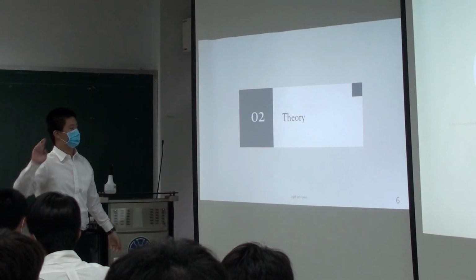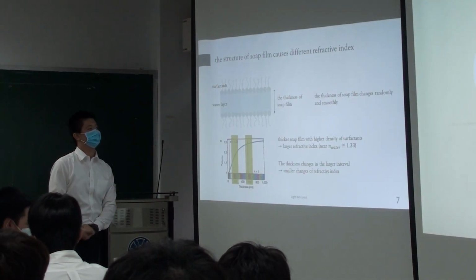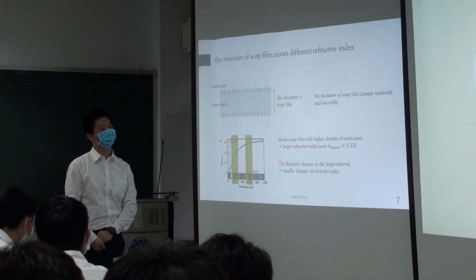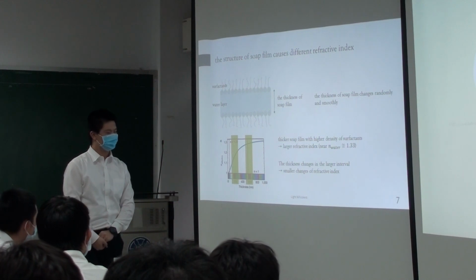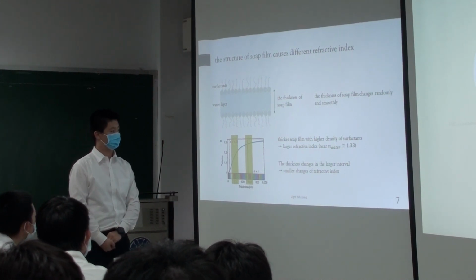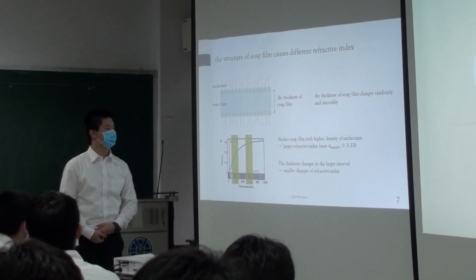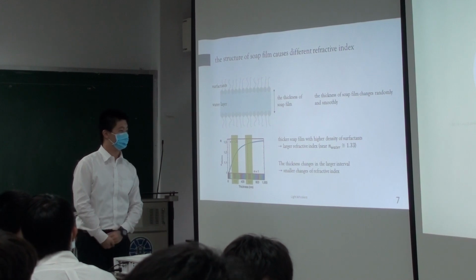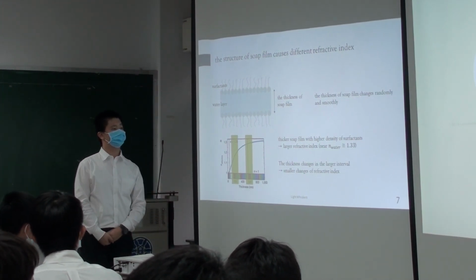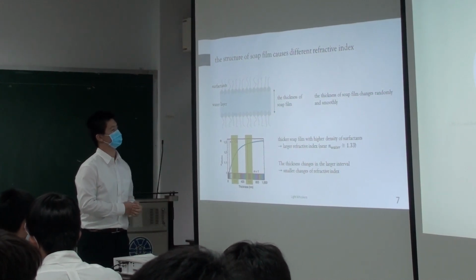Now, for the theory part. First of all, we have to discuss the structure of the soap film that causes different refractive indices. As you may know, the refractive index is a comparison of the sine theta in which the light refracts through different matters. With a thicker soap film, you have a higher density of surfactants, and then you have a larger refractive index, while water is about 1.33.